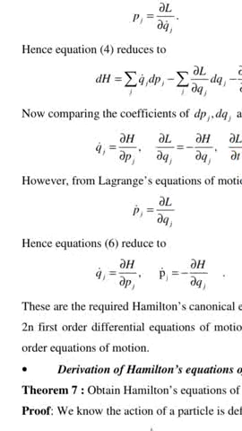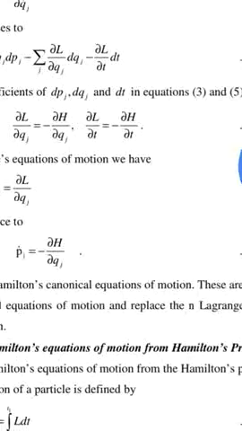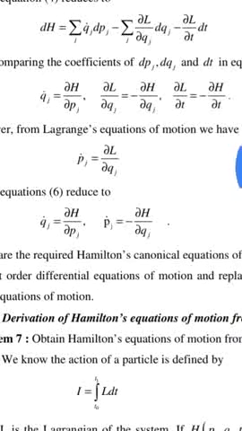Now, comparing the coefficients of dpj, dqj and dt in equations 3 and 5, we get qj dot is equal to ∂H/∂pj, ∂L/∂qj is equal to minus ∂H/∂qj, and ∂L/∂t is equal to minus ∂H/∂t.